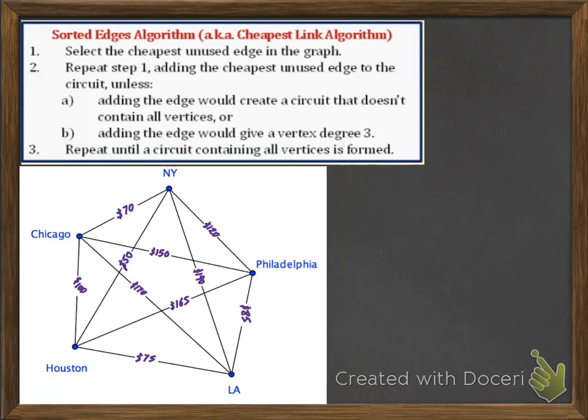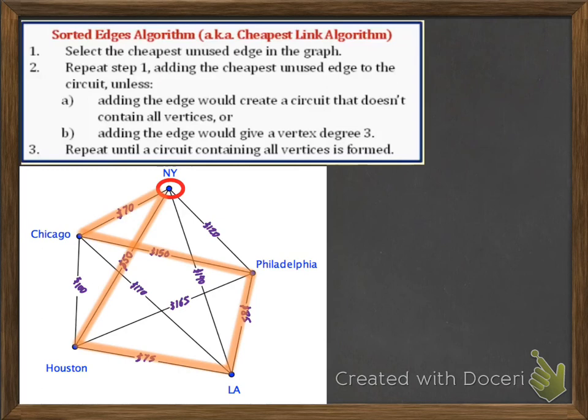Here's one that you can try on your own. So try the sorted edges algorithm on this graph. So what we're going to do is let's start from New York and figure out the most efficient circuit from New York. So pause the video and see if you can figure that out. What is the cost of that path? So here it goes. Let's take a look.